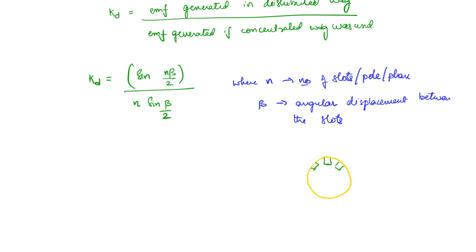So now what is the value of n here? n will be equal to 3. Here n is equal to 3. Now what is beta? Beta is the angle between the adjacent slots. So this is given by beta.